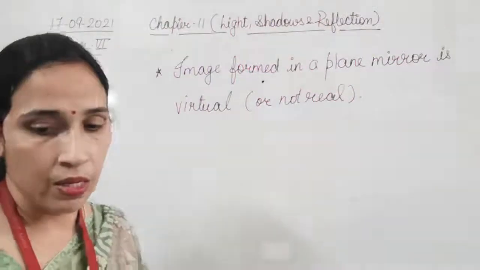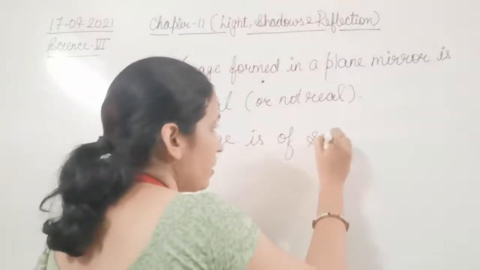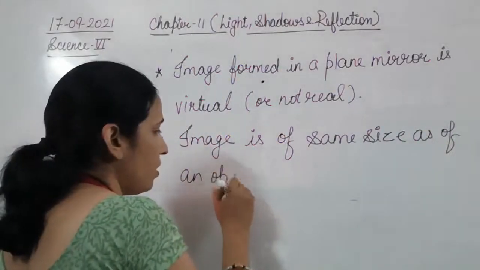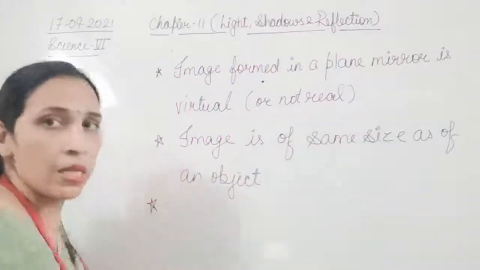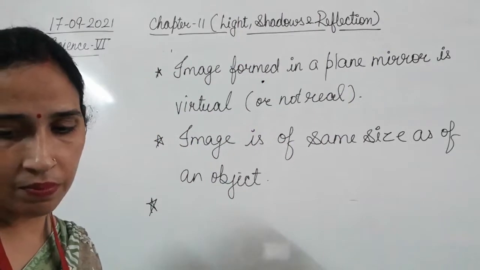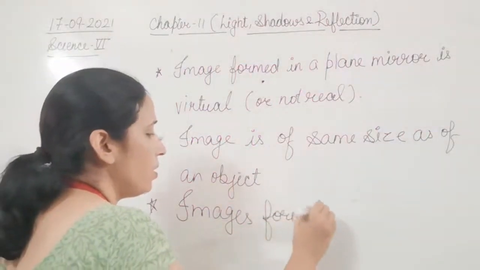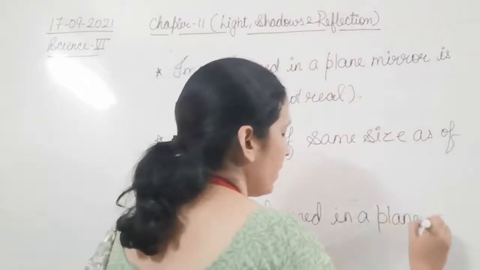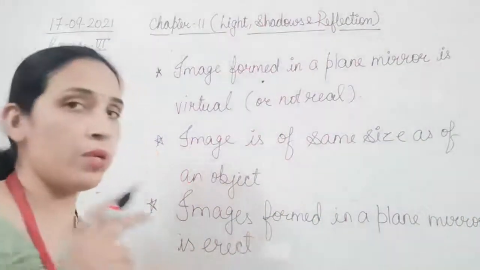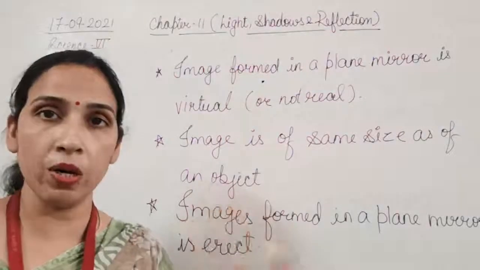Then the image is of the same size as the object. So the image is of the same size. Next, the image formed in a plane mirror is erect also. Erect means same side up. If you are putting your head up like this, then on the other side there also you will find an erect image only. The head will be in the upward direction.